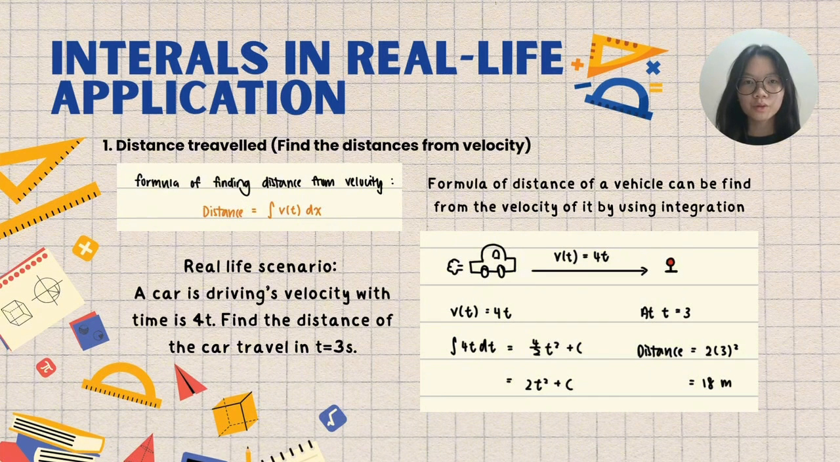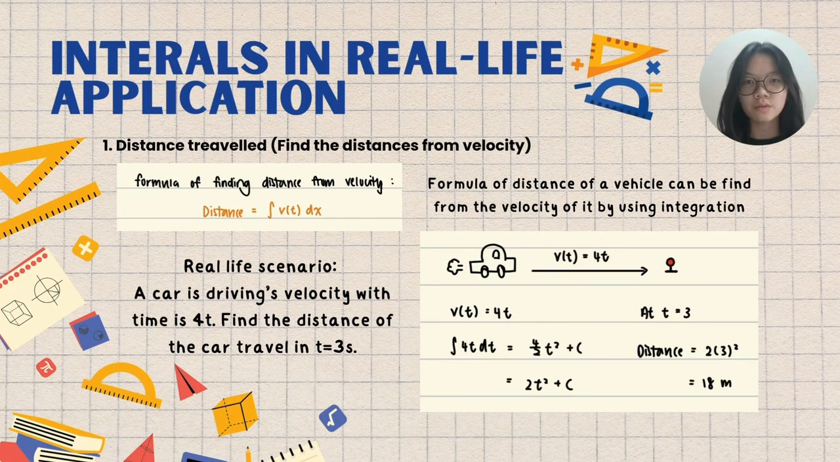Now let us move to integrals. Our first example is finding distance from velocity. Unlike the derivative, integration adds together many small changes. Suppose a car has velocity V(t) equal to 4t. We want to know the total distance traveled during the first 3 seconds. Instead of multiplying velocity by time, we integrate the velocity function.